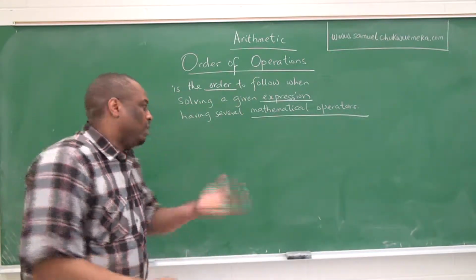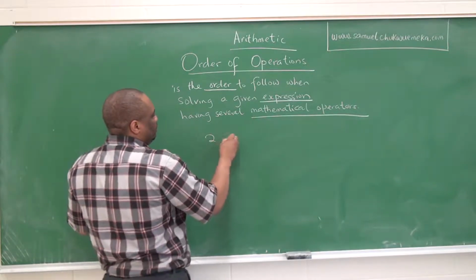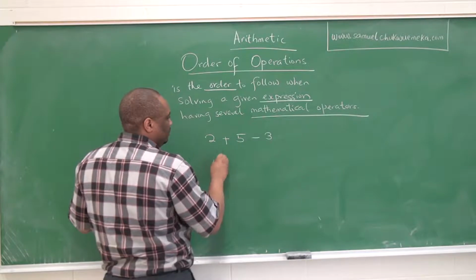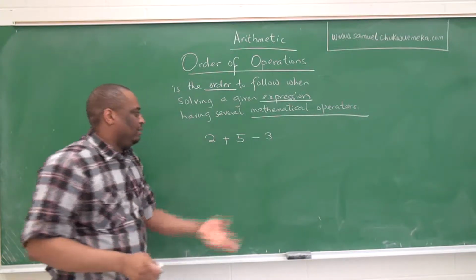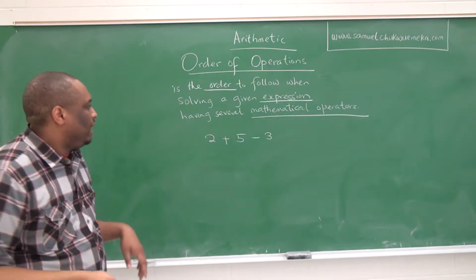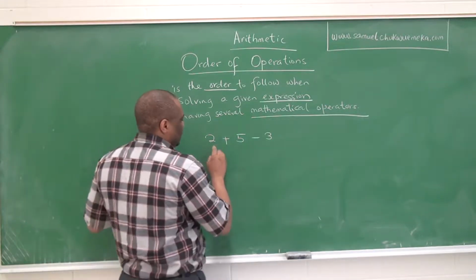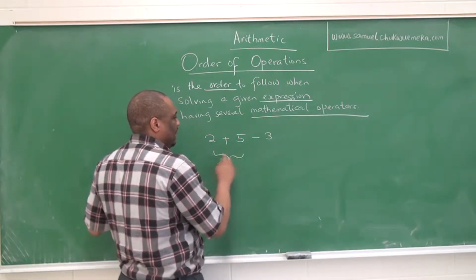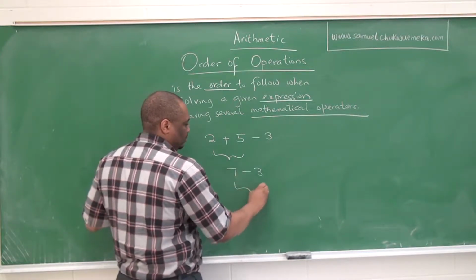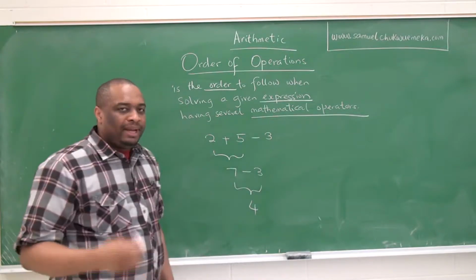For instance, when you have this 2 plus 5 minus 3, somebody might come and say, no, I'm going to solve this first. I'm going to solve this first. And if the person solves this first, it will now be 7 minus 3, which is what? 4. But guess what?